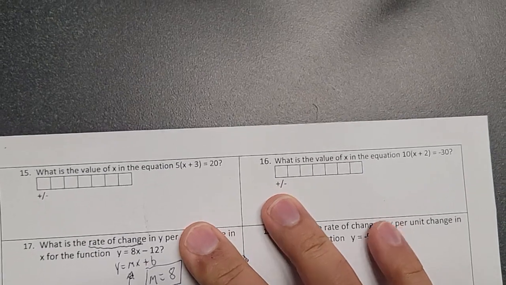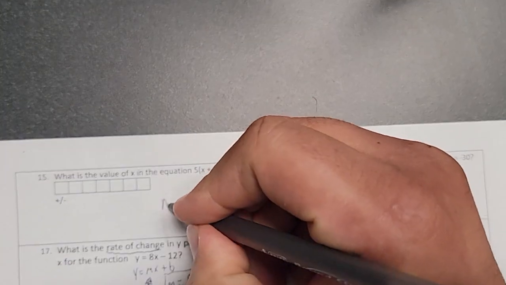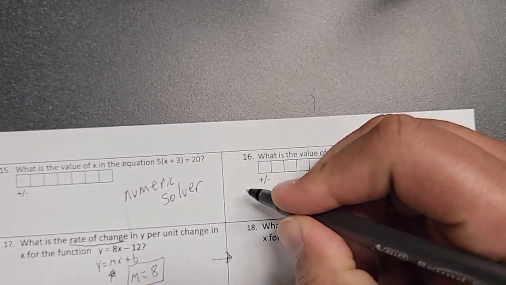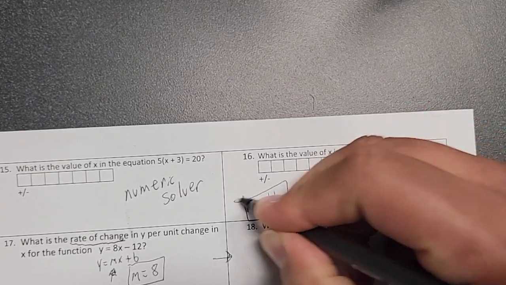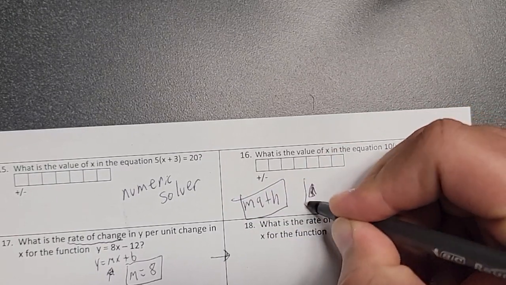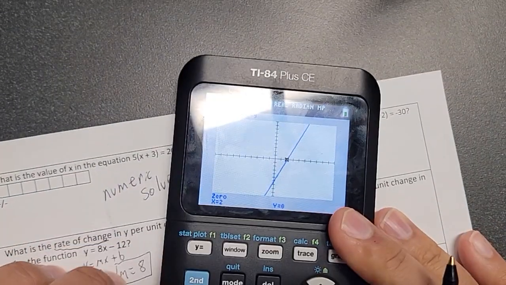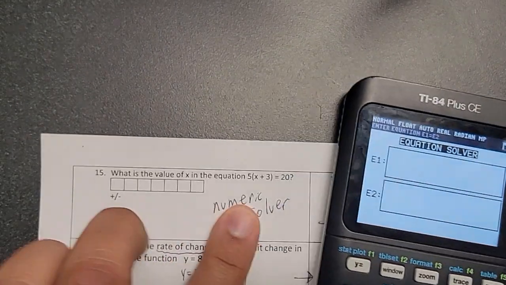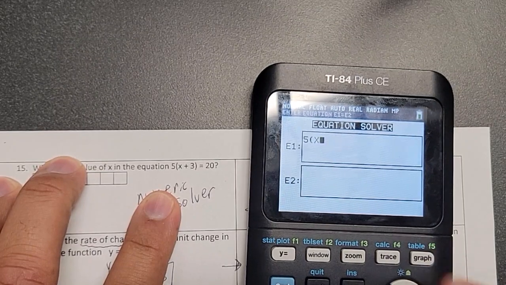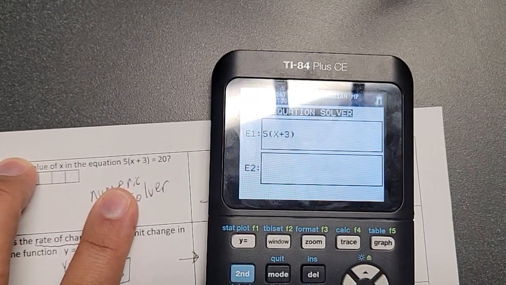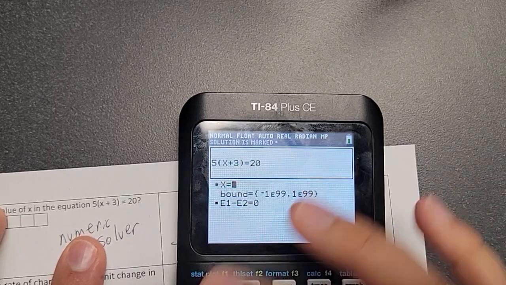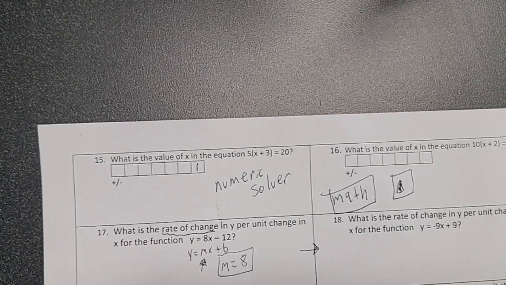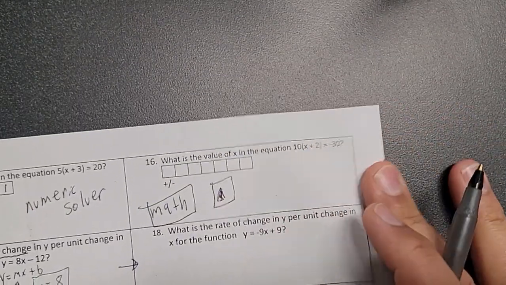All right. For number 15 and 16, you're using the numeric solver. Just in case you forgot, you have to push math and then scroll up. All right. So you push the math button right here, go up right here, you're gonna see the numeric solver. All right, type it in, 5 parentheses x plus 3, close parentheses, 20, graph, graph, and your answer is +1. If you have a positive, just put the number. Don't worry about putting a positive. Just put the number, right? Same thing for number 16.